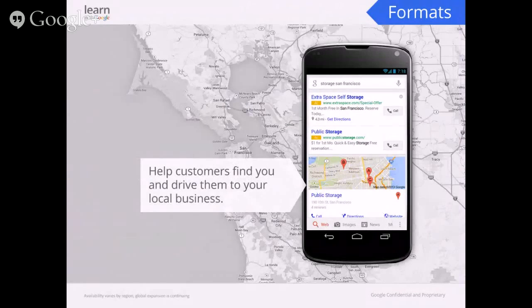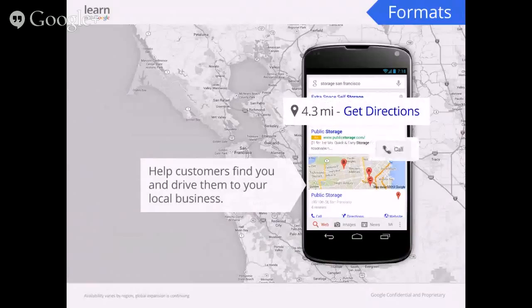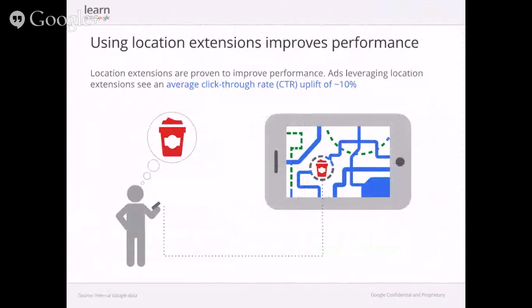Let's take a look at how your customers would see your location extensions as part of your ads on mobile. Your location extension as part of a mobile ad will look similar to this. It shows how close your business is to the user with a link to get directions. It may show a call button, map, ratings, or other location-specific information. This format not only looks nice, it also performs. All of this information is useful and convenient to your customers, so it drives more interactions and results in location extension ads seeing an average uplift of about 10% in overall CTR.